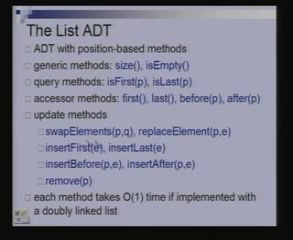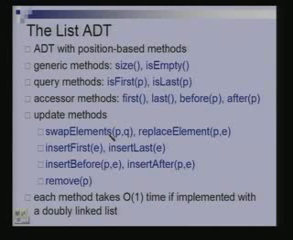I can have update methods like swapElements(P, Q). Given two positions P and Q, it swaps the contents of these positions. Whatever elements are sitting at these two positions, it swaps them. I can replace the element at position P with E, and similarly I can insert the element E at the very first position, or insert the element E at the last position, and so on. Using a doubly linked list, you can actually implement all of these methods in constant time.